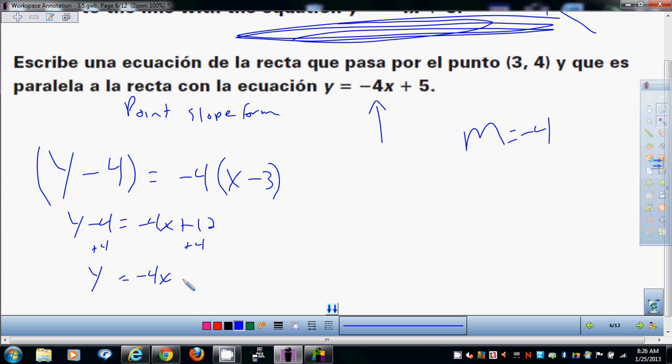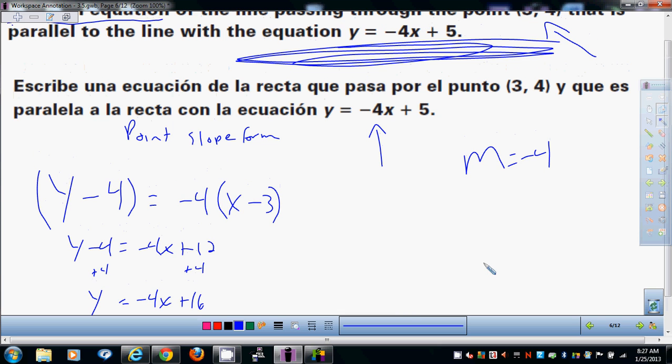If they asked us for the y-intercept, what would the y-intercept be? 16. Very good. The y-intercept would be 16. We'll graph it in a minute. So, parallel, they're the same. Guess what the next question is going to ask?